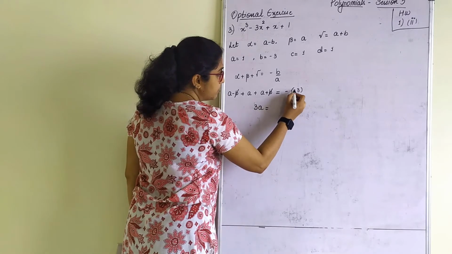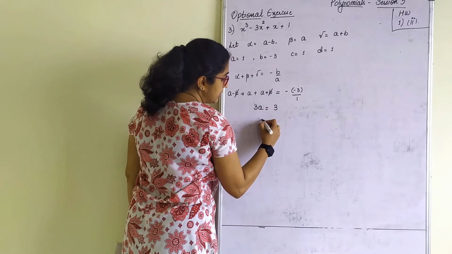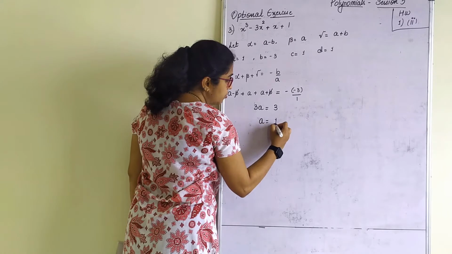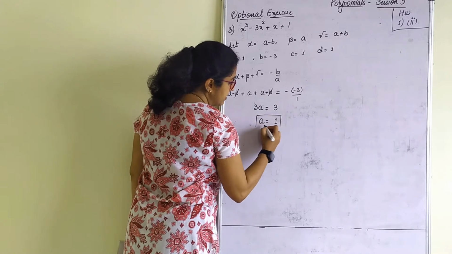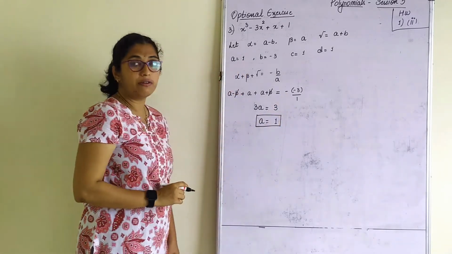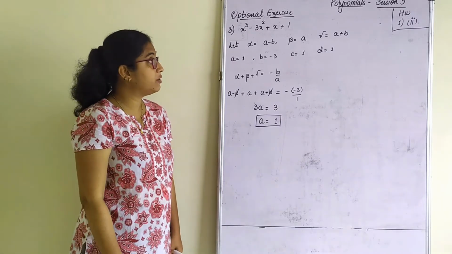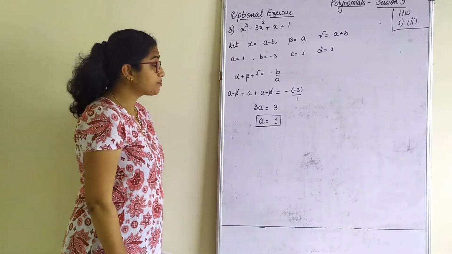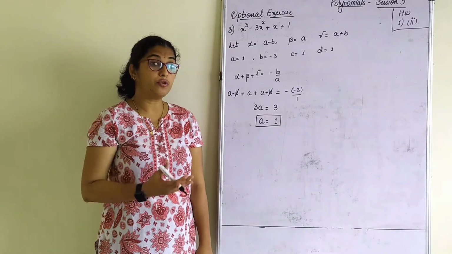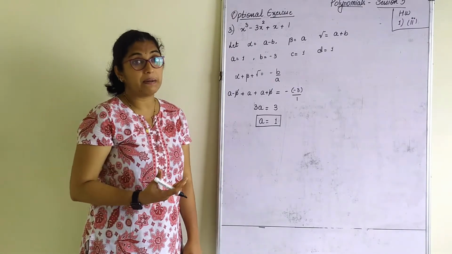3a is equal to minus into minus, plus 3. Therefore a is equal to 1. 3 divided by 3, 1. We found out the value for a. Now we have to find out the value for b. Now you have to know that, and that comes out only by practice.